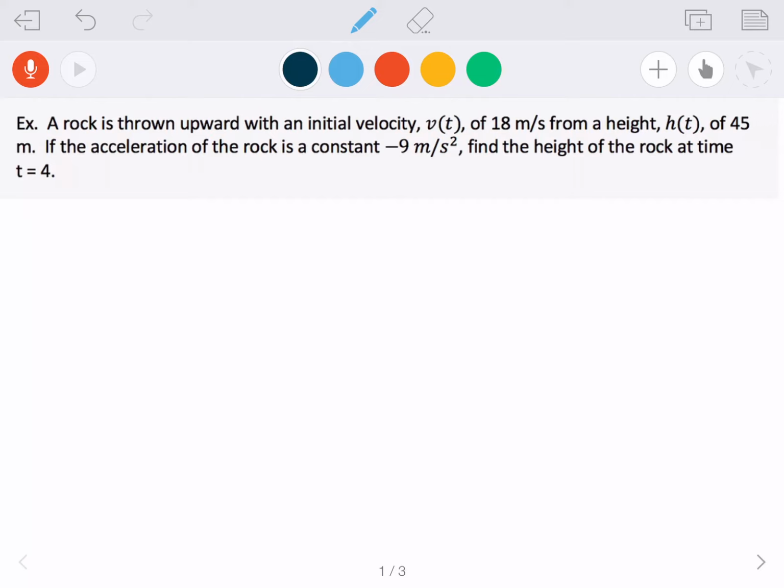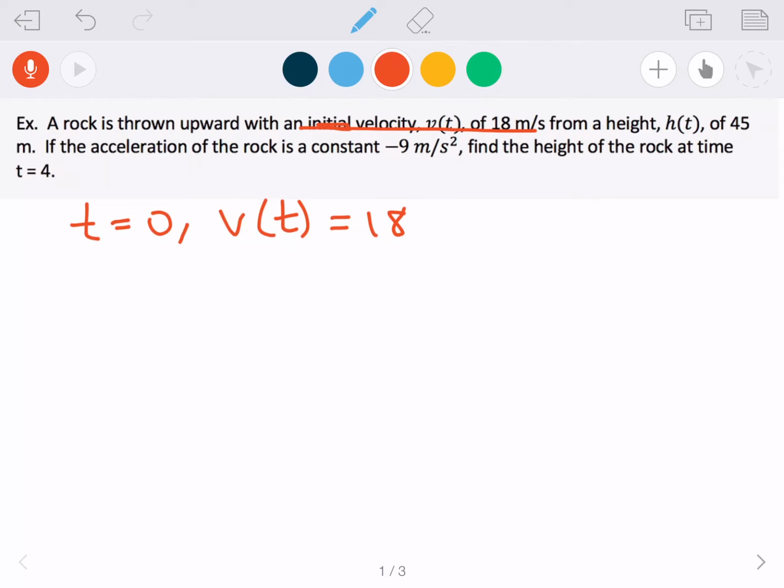Let's do this. A rock is thrown upward with an initial velocity, v of t, of 18 meters per second. Let's pause right there. I wanted to mention something about that initial velocity. That's telling you that when t equals 0, v of t is 18 meters per second. You might see a problem that says initially the object was at rest. If it says at rest, that's telling you that v of t is 0.